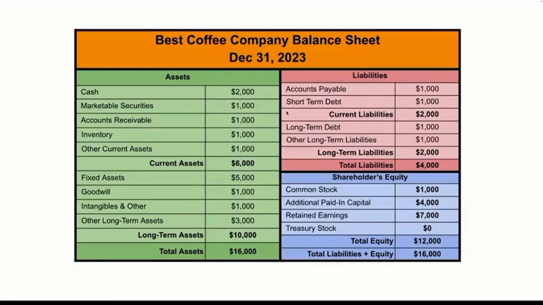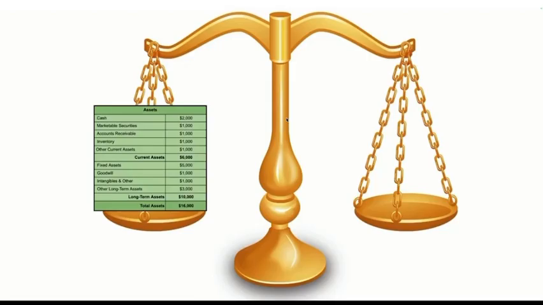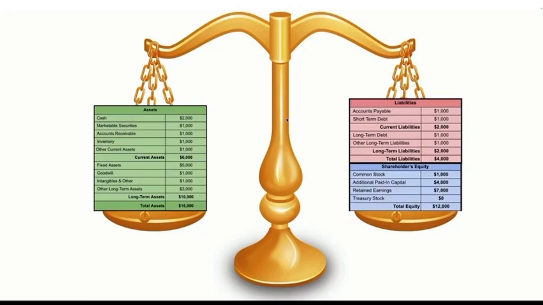The balance sheet has three major components: assets, liabilities, and shareholders' equity. The balance sheet is ruled by the master accounting equation, which states that assets must always precisely equal liabilities plus shareholders' equity. This equation must always be in perfect balance, hence the name of the balance sheet.